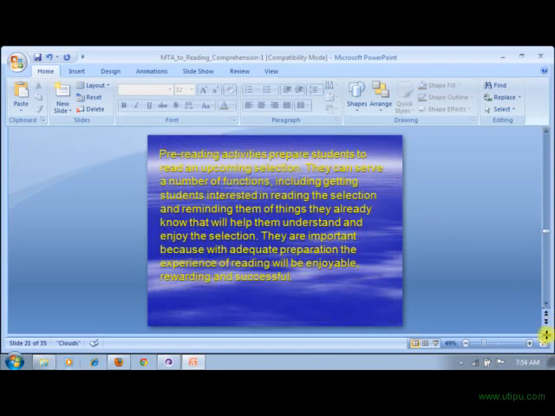Pre-reading activities prepare students to read an upcoming selection. They can serve a number of functions, including getting students interested in reading the selection and reminding them of things they already know that will help them understand and enjoy the selection. They are important because with adequate preparation, the experience of reading will be enjoyable, rewarding, and successful.